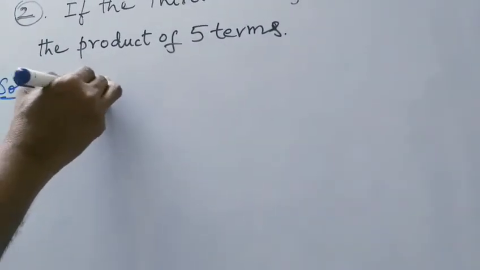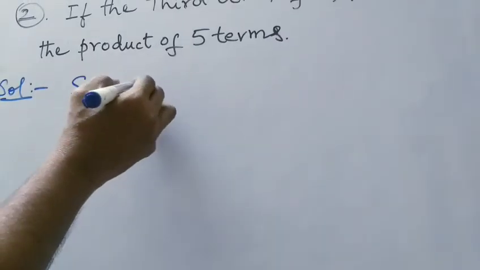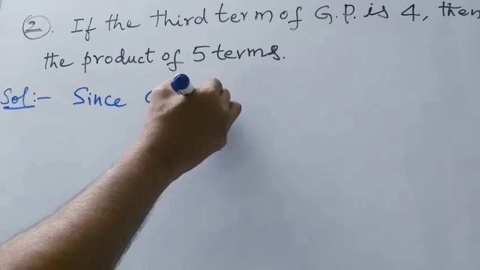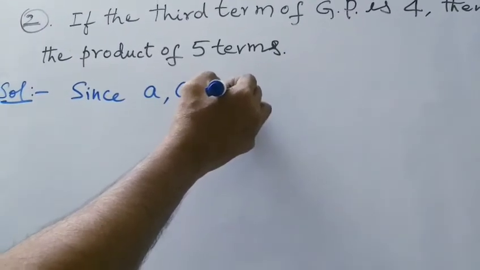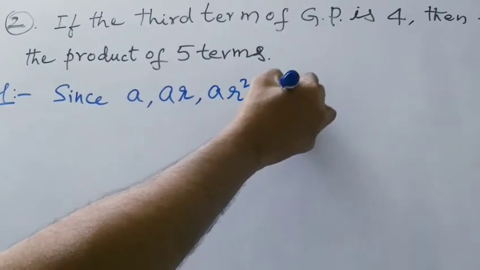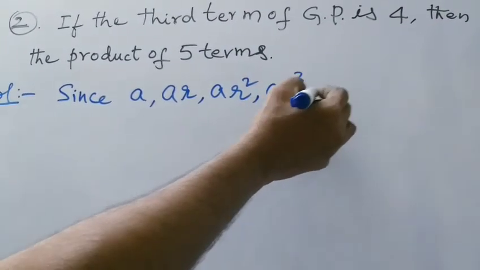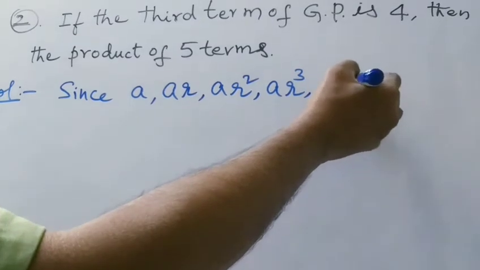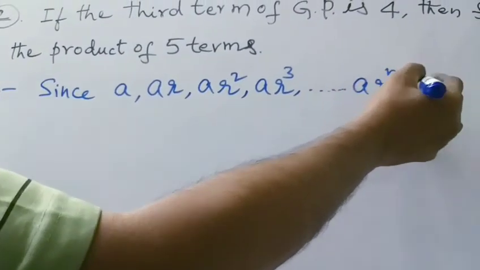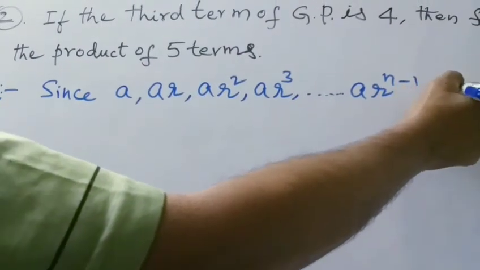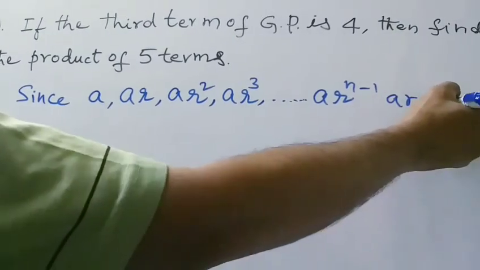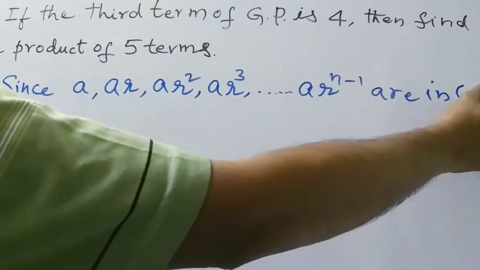Since we know that a, AR, AR square, AR cube, and so on, A into R to the power of n minus 1, are in geometric progression.